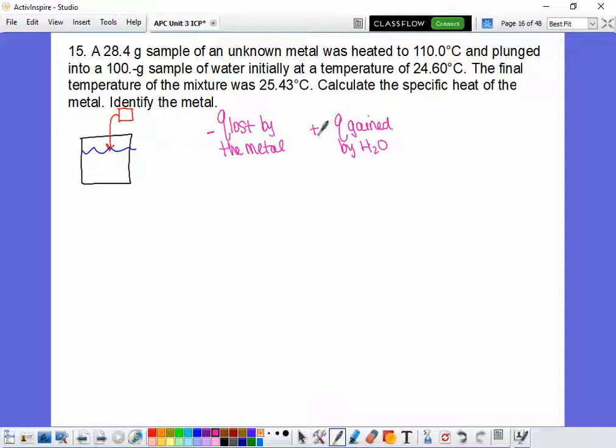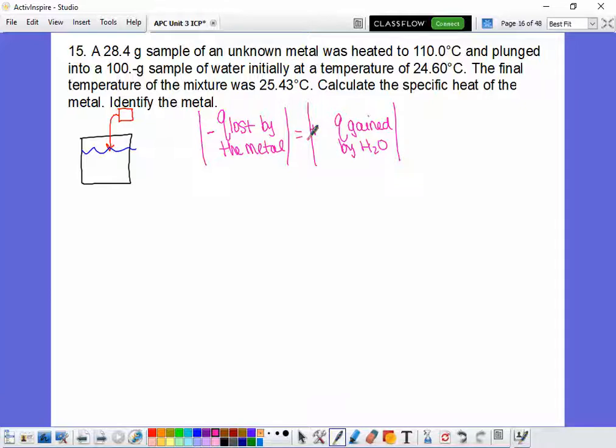Now, what can be said about the Q lost by the metal and the Q gained by the water? They should be equal in magnitude, right? So if we take the absolute value of both of them, they should be equal. Assuming that none of the heat was lost to the surroundings. The problem didn't state that, but we can assume that for right now. Plus, we weren't given any information about how to calculate the amount of energy lost to the surroundings. That's a later problem. Okay?